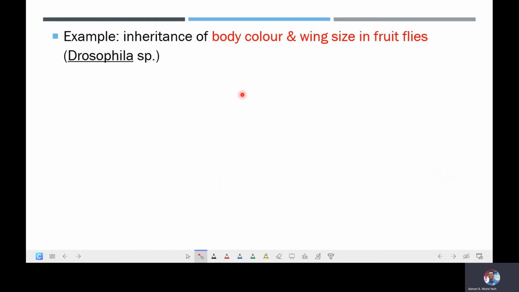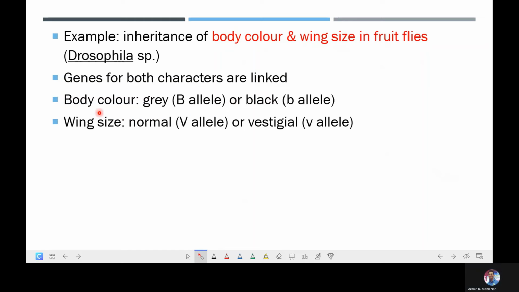For example, if we look at the inheritance of the body color and also the wing size in fruit flies or the Drosophila species, we should know that the genes for both characters are linked on one same chromosome. For the body color, there will be this dominant capital B allele for grey and this recessive small b allele for the black body color.